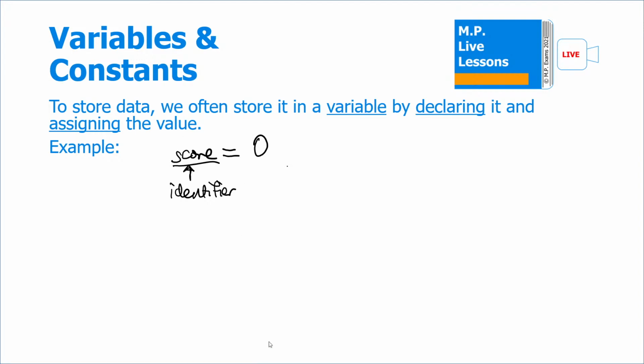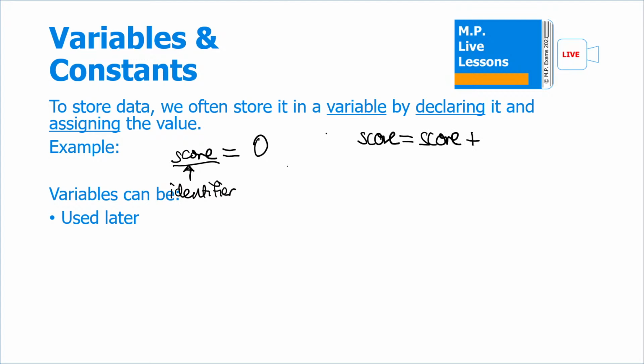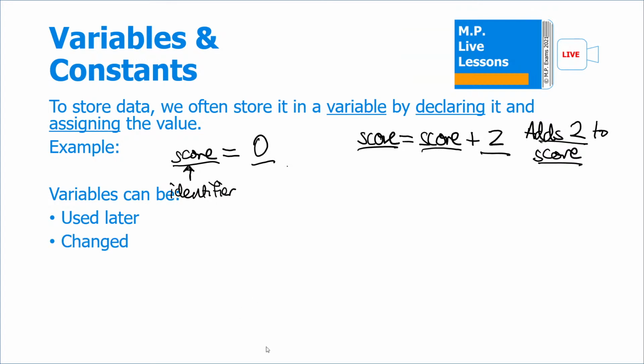Now with variables, they can be used later in the program. For example, a common way for scores to be changed is by adding to them. You could commonly see it as score equals score plus 2. This adds 2 to score. So the variable score still exists. It's assigned its original value, like 0, and then adds 2 to it. So therefore it adds 2 to the score. And they can also be changed as seen.